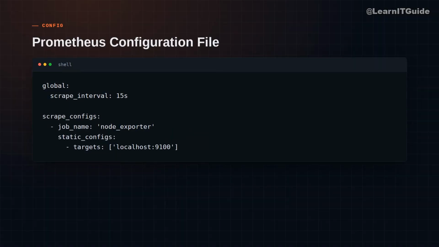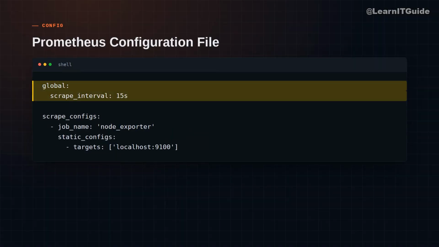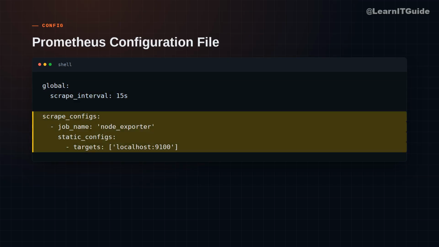Now, open the configuration file. On the first few lines, we set the global scrape interval to 15 seconds. This is how often Prometheus collects data. Below that, we define our targets. Here, we are telling Prometheus to scrape a local node exporter on port 9100. This is the heartbeat of your monitoring setup.